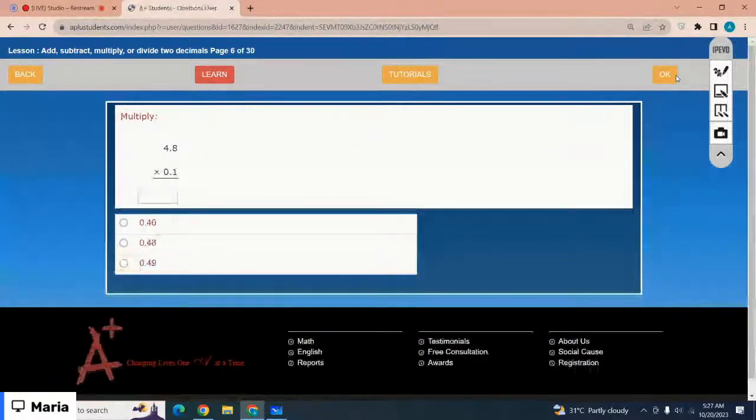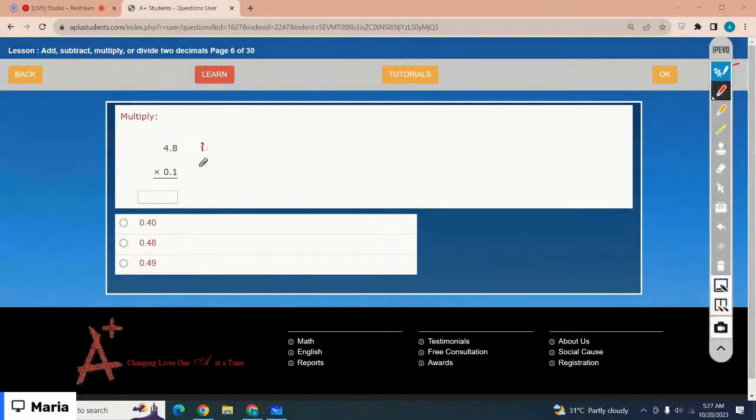Okay, 0.48 times 0.1, which is the correct option? You can see now both the numbers have a decimal point, right? They both have a decimal point after one digit. So when you multiply them, their product must have a decimal point after 2 digits, right? 48 times 1 is 48. You have to put the decimal point after 2 digits, so it would be 0.48, right? The correct option is 0.48.